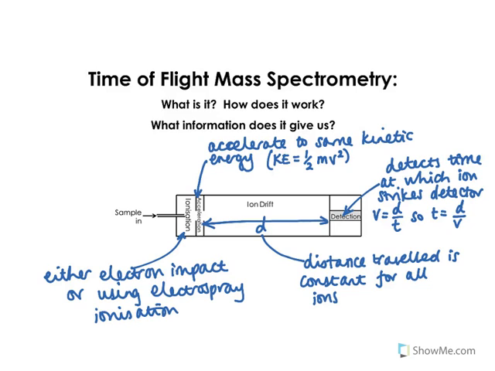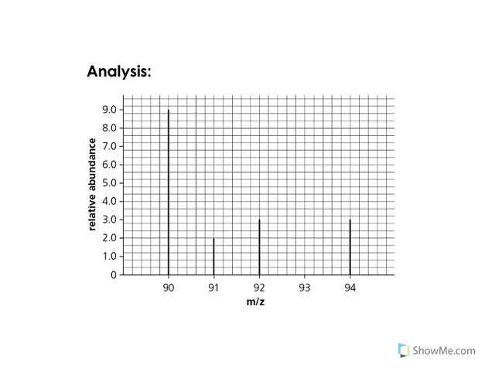So if this is the overview of the whole process: ionization to make the ions, acceleration to achieve that constant kinetic energy, then ion drift, which allows those ions to separate out because they are travelling with different velocities, and finally the detection will detect the time taken for a particular ion to strike the plate. The signal is reprocessed into a spectrum, and generally speaking the spectrum might look something like this.